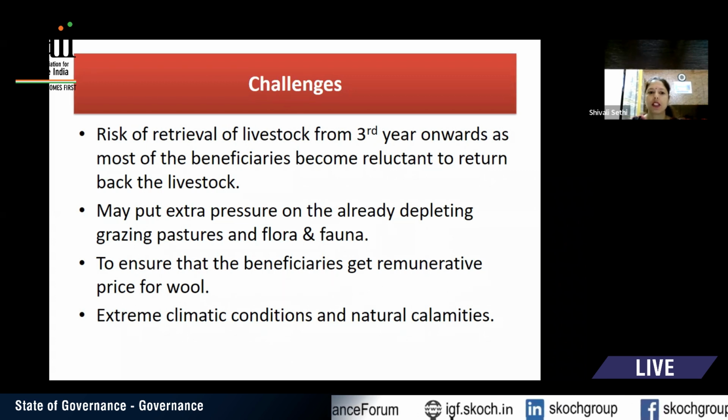And the main challenge faced by the department is that the livestock migrates to highland pastures, and the climatic conditions are not very good there, and the natural calamities in the UT of J&K are also faced by the breeders.